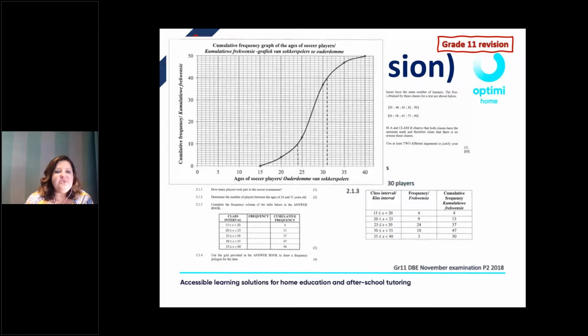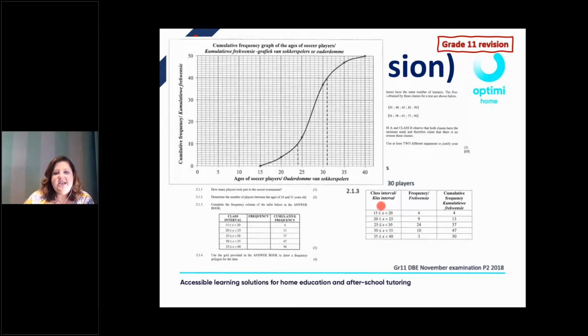1.4 says, use the grid provided in the answer book to draw a frequency polygon for the data. So to draw a frequency polygon, you need to take the middle of your class interval. So the middle of your class interval here, how do you calculate that?